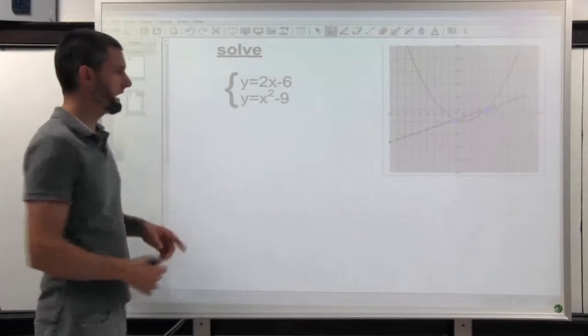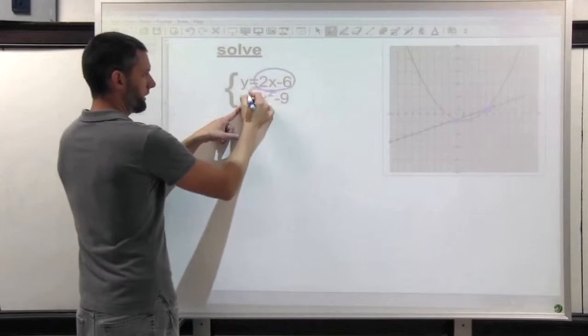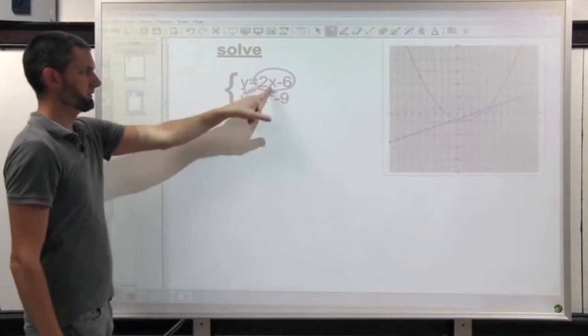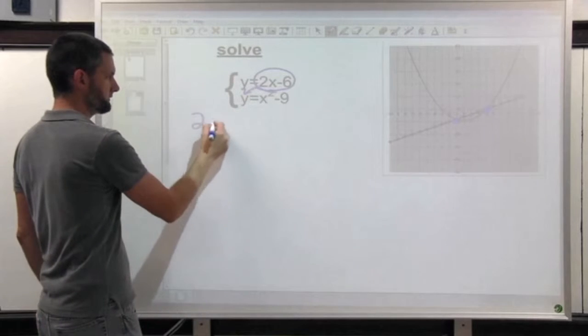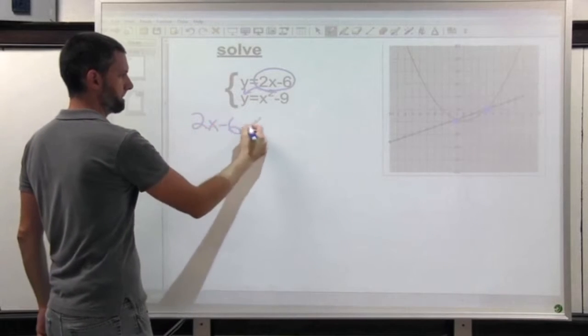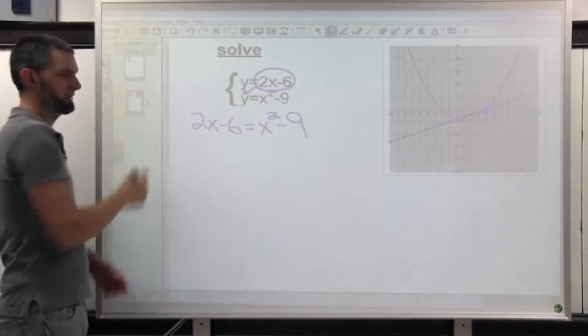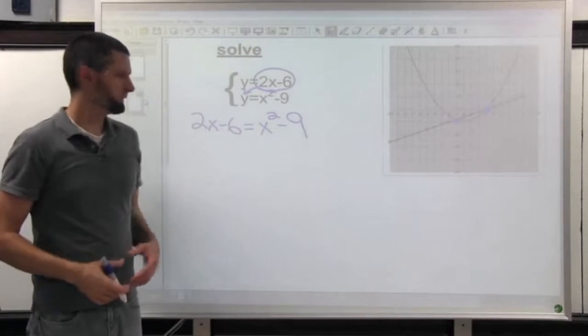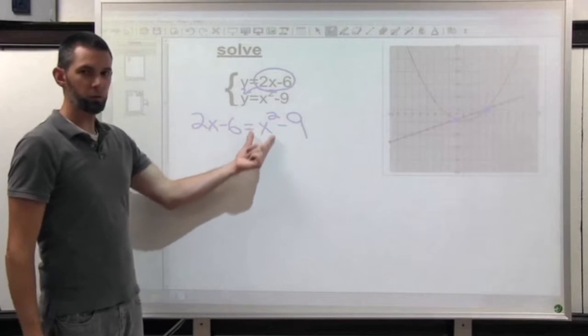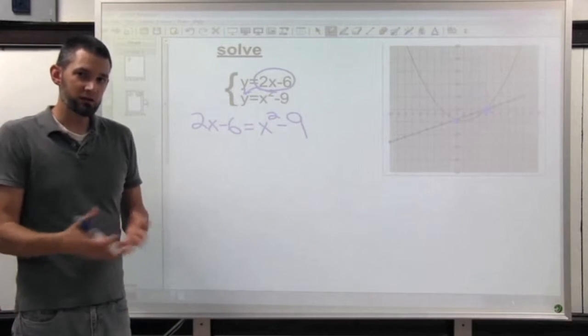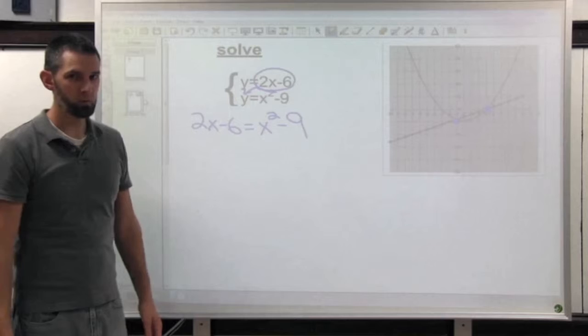But it's not always easy to graph, so let's use our substitution. Since it equals y, we can substitute that in for y. Now look at what you have left as an equation to solve. We have x's and we have x squareds. So when we have x and x squared, we have to use a quadratic formula.